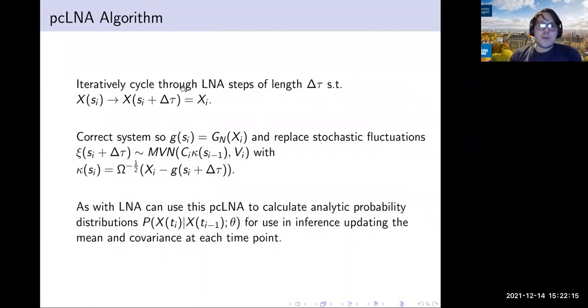So the idea is we iteratively cycle through these standard linear noise approximation steps where we project forward using the standard Kalman filter, but then instead of using the multivariate normal approximation as the standard linear noise approximation does, we're going to try and correct for that by projecting using this G. So this G projects back onto the underlying correct point on the limit cycle. And because of this multivariate normal assumption, again, we can calculate these conditional probabilities of the state at time ti, given the state at time ti minus 1, and these rate parameters theta that we're interested in.